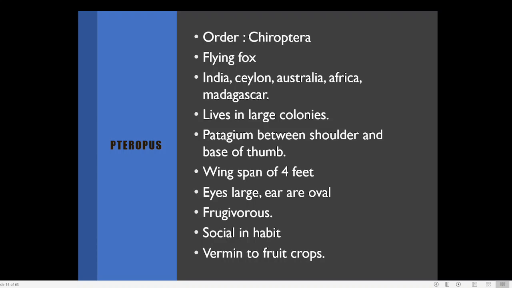Now another feature of the bat is that they are frugivorous. Frugi means feeding on fruits. So animals which are feeding on fruits are known as frugivorous. You know that they are mainly feeding on this guava, paraca.